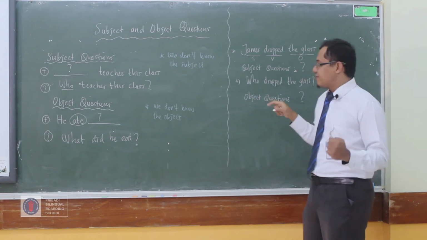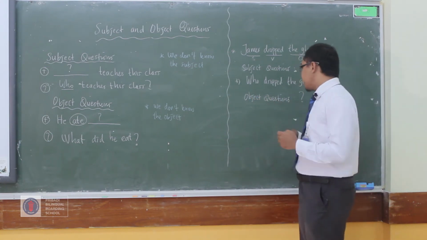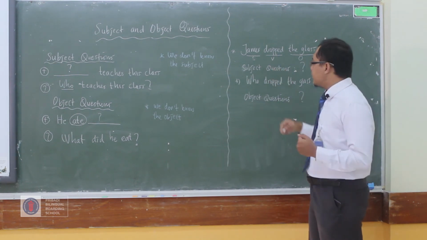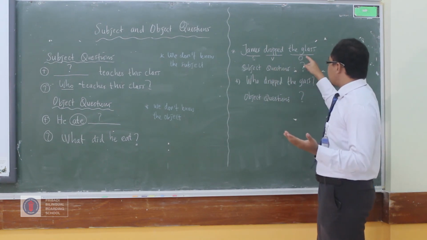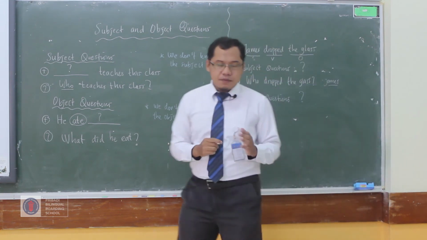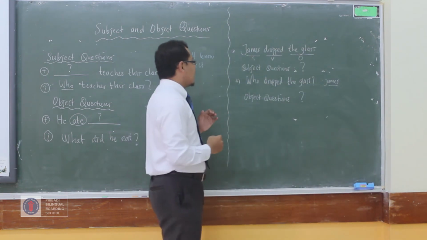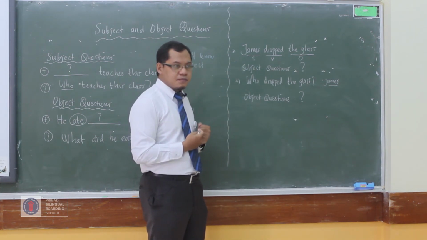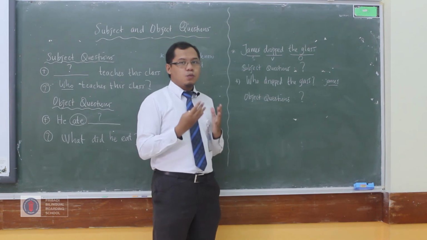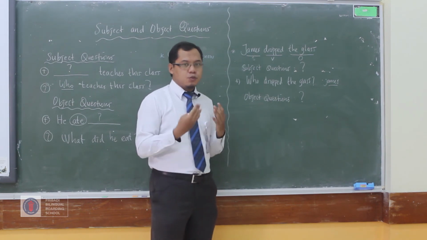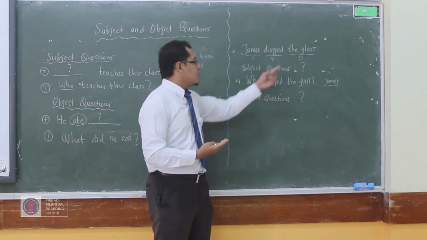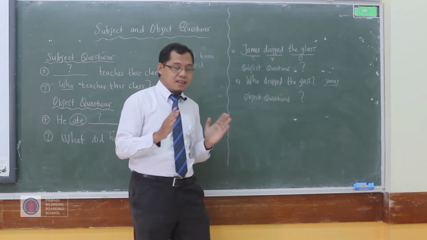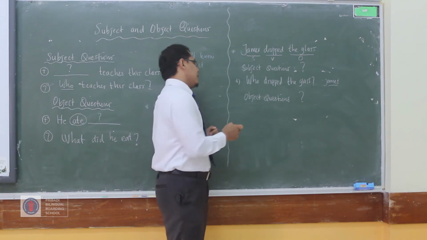You got it? Now let's move on to the object questions. We still use the same sentence here, as we know that the glass is the object of the sentence. Now, how can you make an object question from this sentence? What question word do we use? Do we use what or who? We are asking about the glass. The glass is not a person, right? The glass is a thing. All right, we use what.